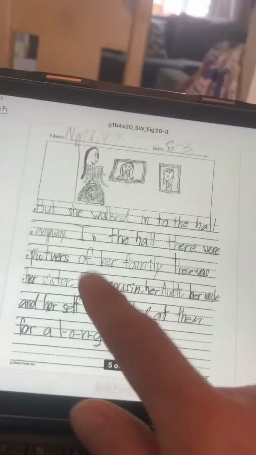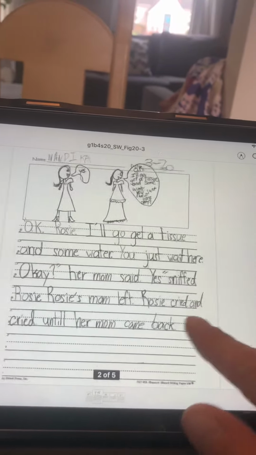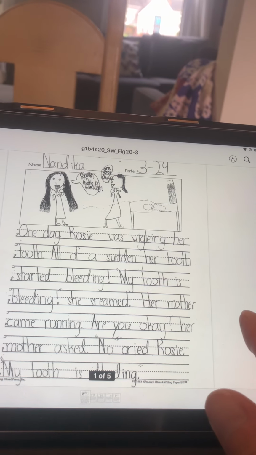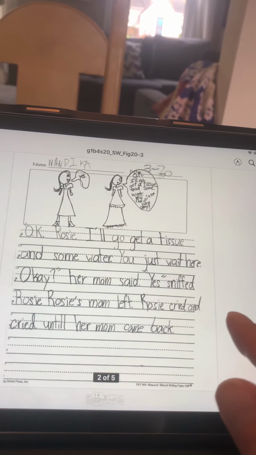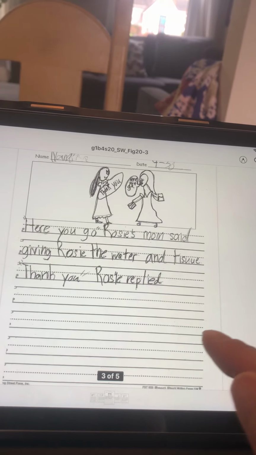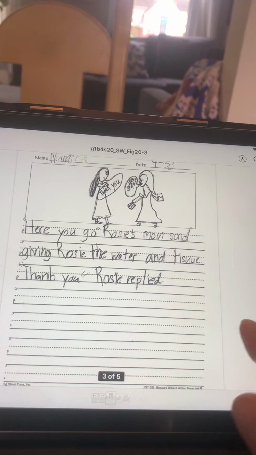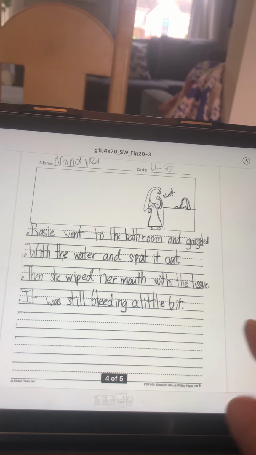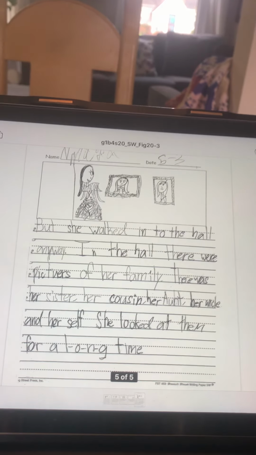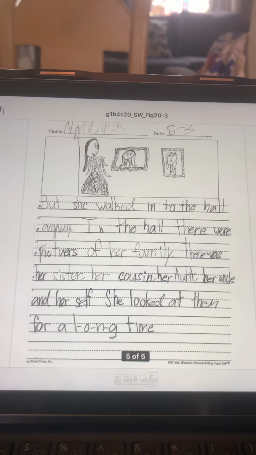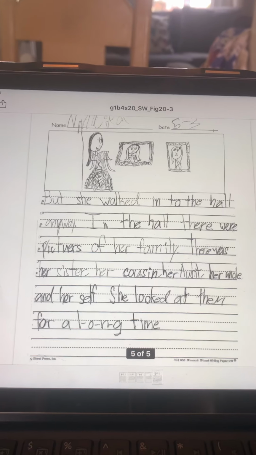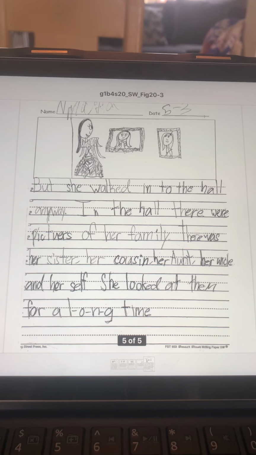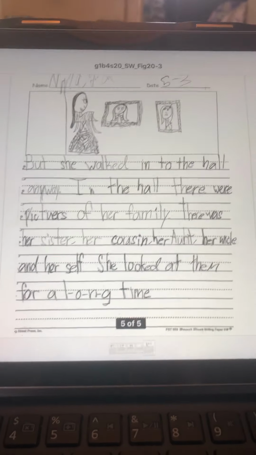Remember, Nadika did it. She started by giving a sneak peek about her bloody tooth, and then her mom helped her by getting some tissue. And then she gargled with the water. And then she felt better in the end. So go ahead and start a new adventure today and see if you're able to stretch the problem moment across different pages. Have fun writing.